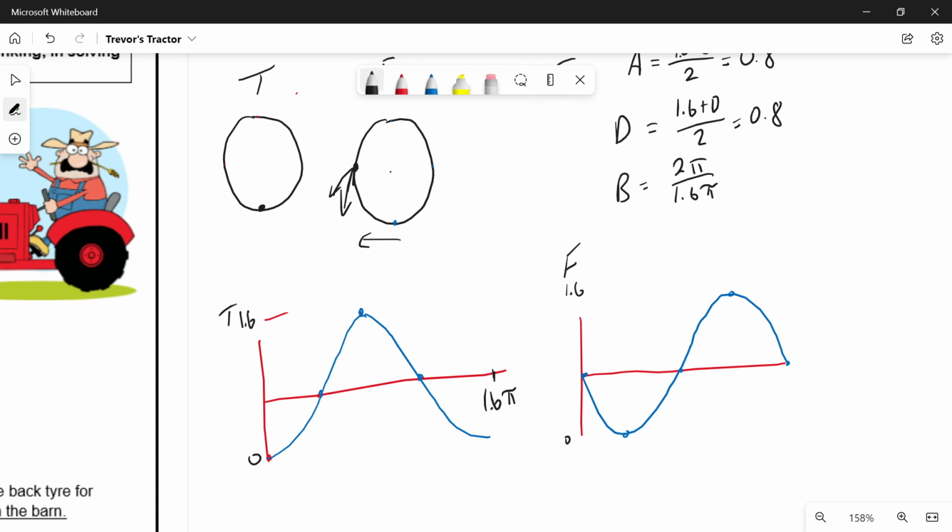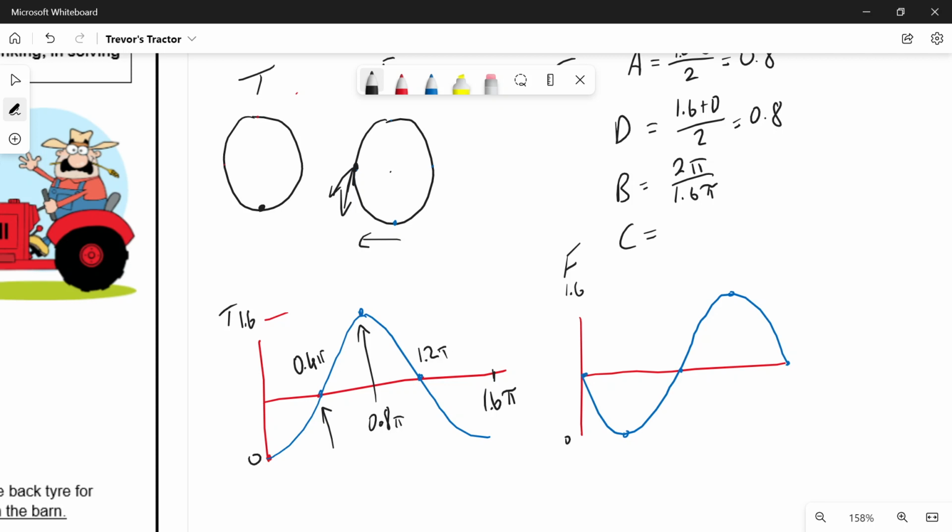Okay, and then what's c? Well, c is the shift. And depending on if you do a sine model or a cosine model, this will change. But for the sine model, you'll use this point. For a cosine model, you use this point. So let's do both of them. For a sine model, if this is 1.6 pi, then this is 0.8 pi, and then this must be 0.4 pi, and this is 1.2 pi.